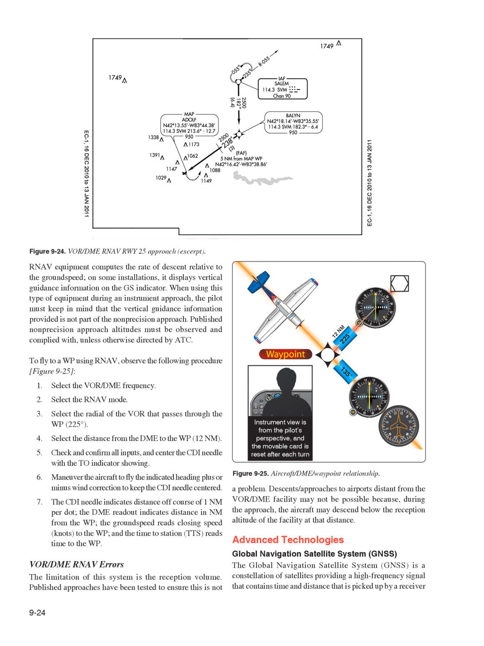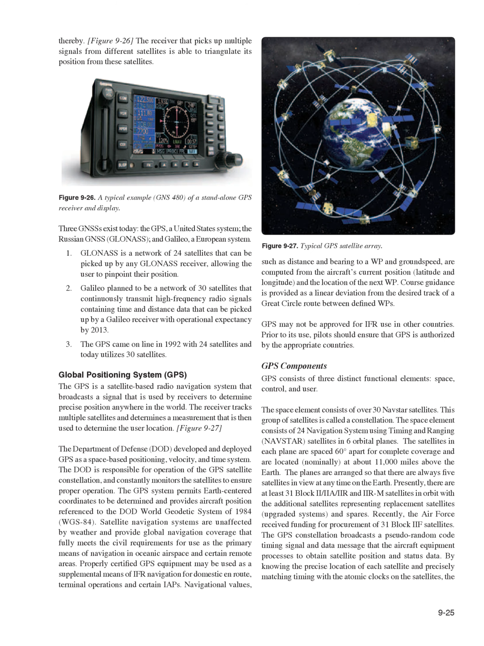Advanced Technologies: Global Navigation Satellite System, GNSS. The Global Navigation Satellite System, GNSS, is a constellation of satellites providing a high-frequency signal that contains time and distance data that is picked up by a receiver. Thereby, Figure 9-26, the receiver that picks up multiple signals from different satellites is able to triangulate its position from these satellites. Figure 9-26. A typical example, GNS 480, of a standalone GPS receiver and display.